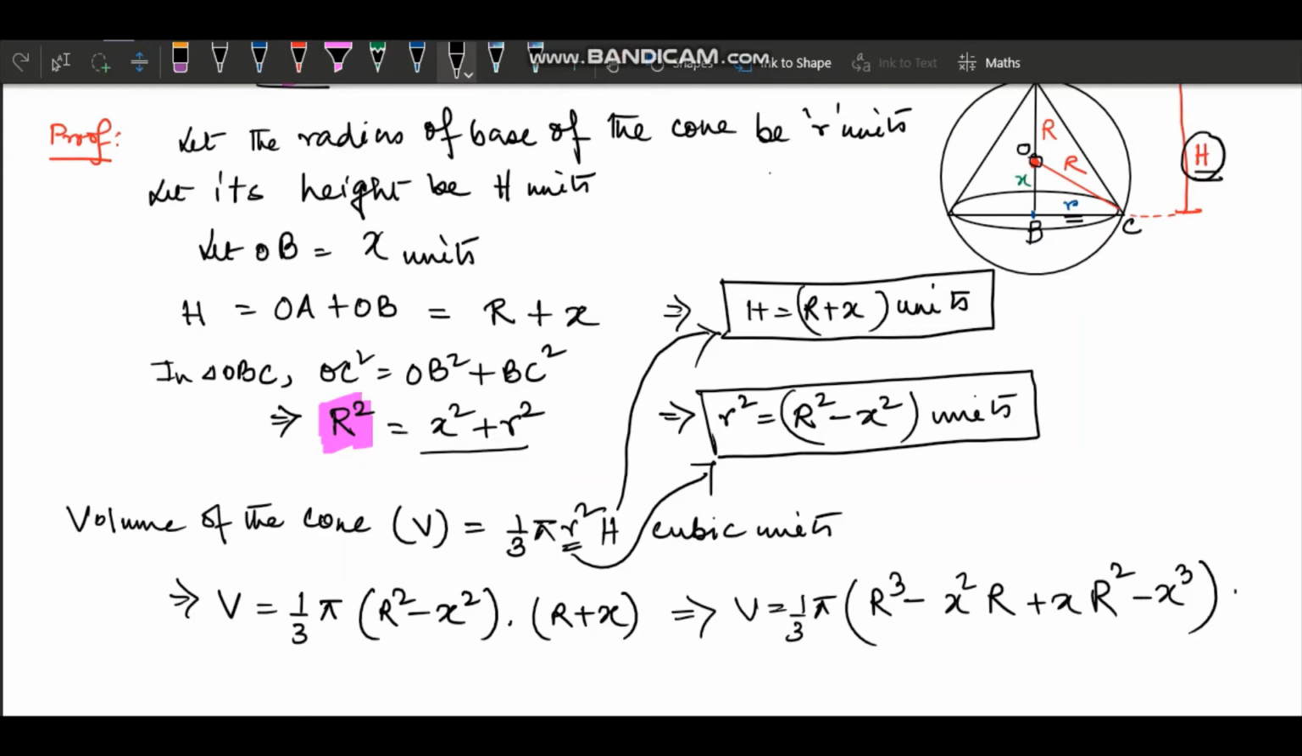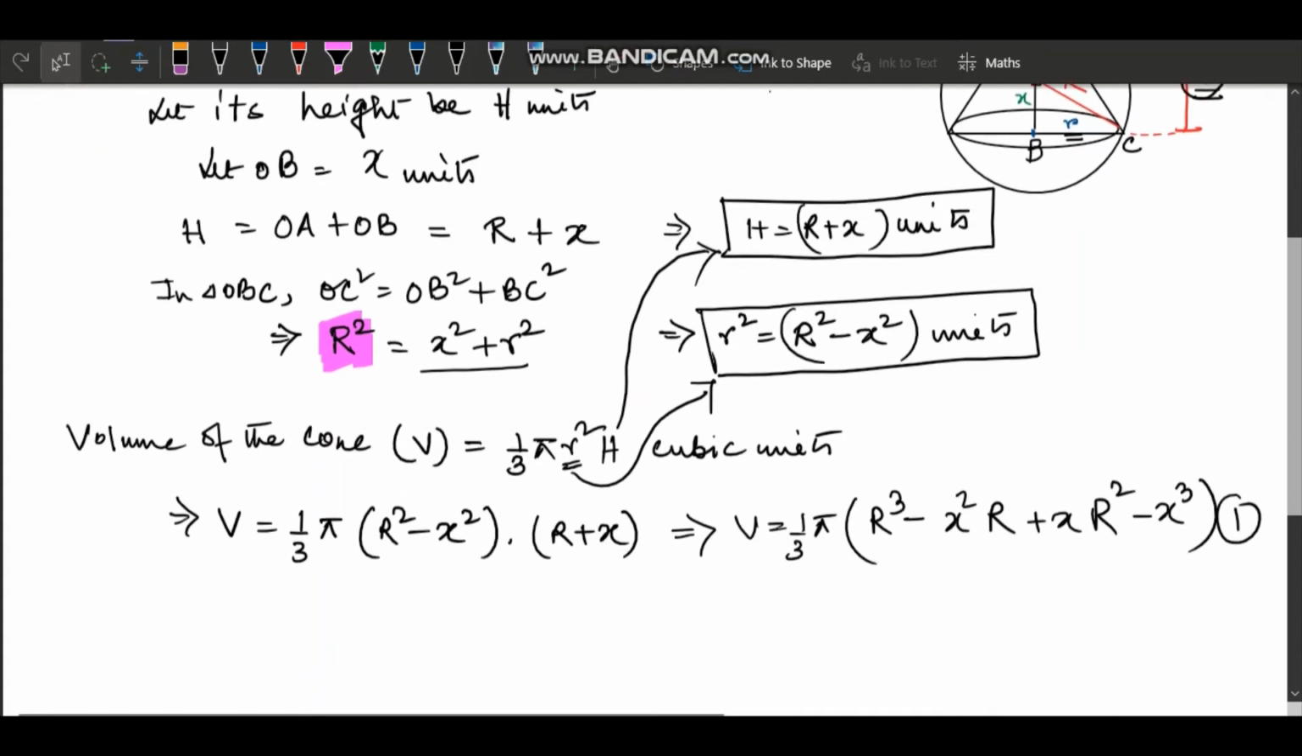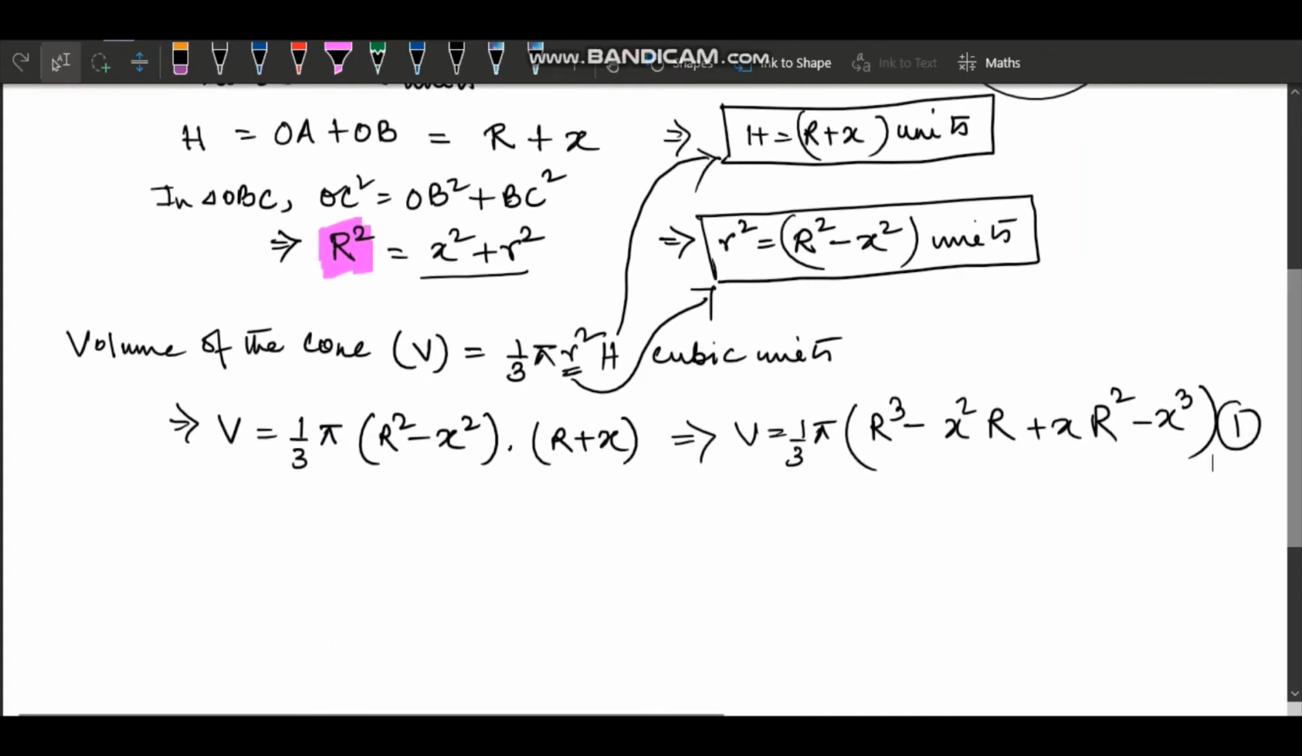So let me denote this by 1. Now you see, V becomes an expression only in terms of one independent variable, which is x, right? So let us first find out dv dx, which is the first order derivative of V with respect to x. So now find out dv dx. What is dv dx?